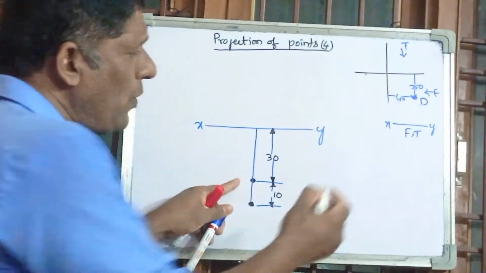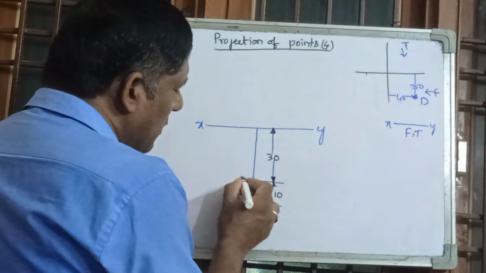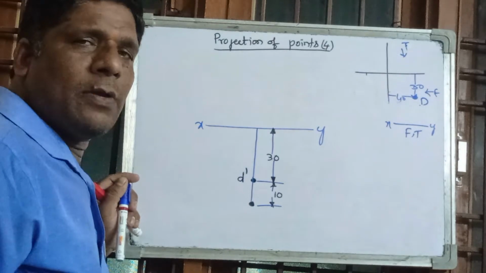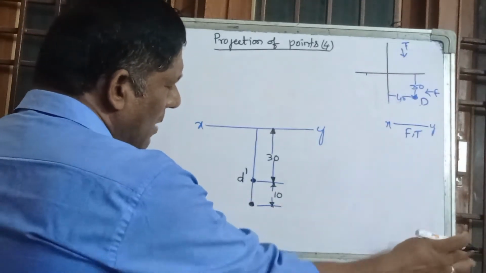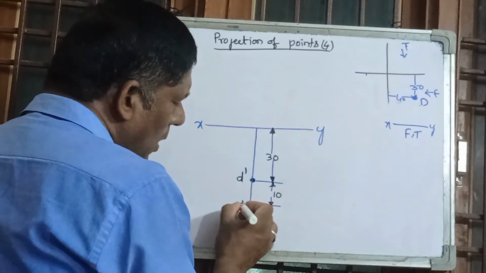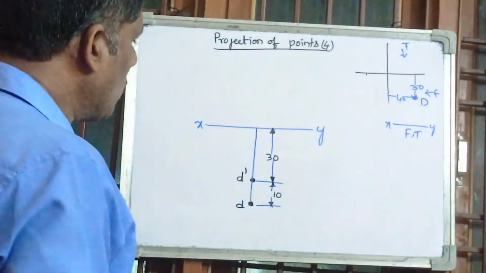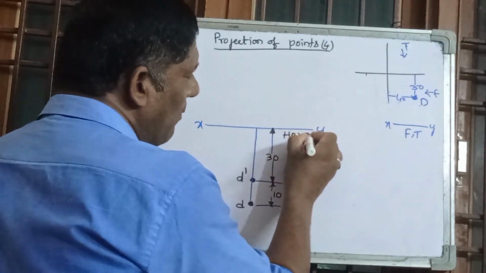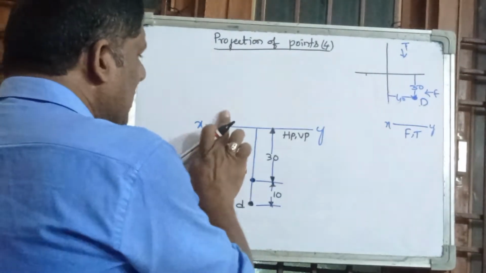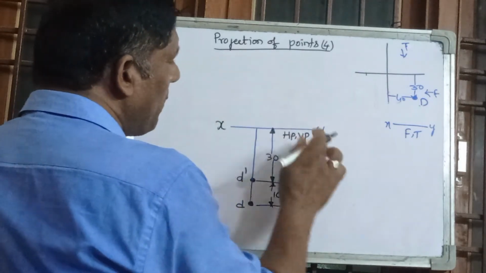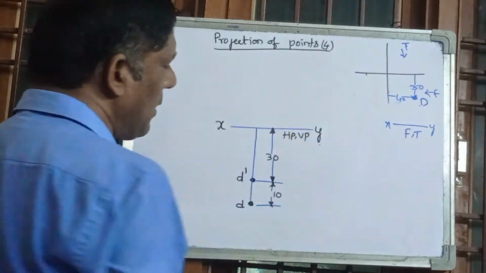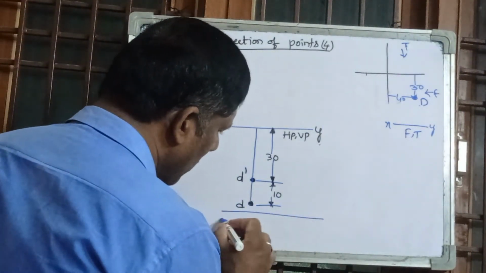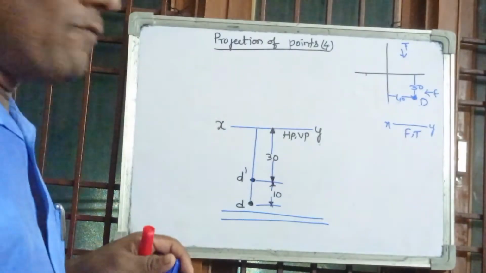So we know that the front view is shown with a dash, and the top view is shown with the normal letter, small d. So the front view and top view both fall on the horizontal plane and the vertical plane, both below XY. And this X and Y also with an HB pencil. After completion of this, you go for the given data. This also we all discussed.